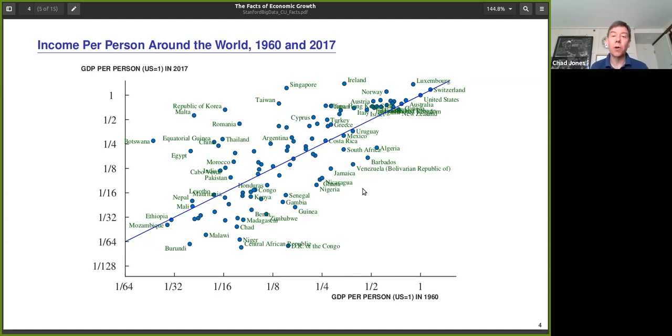So 2% growth of GDP per person in the United States, which you might think of as something like what should be possible to everyone, even at the frontier. A bunch of countries fall short of that. A bunch of countries have done better than that.